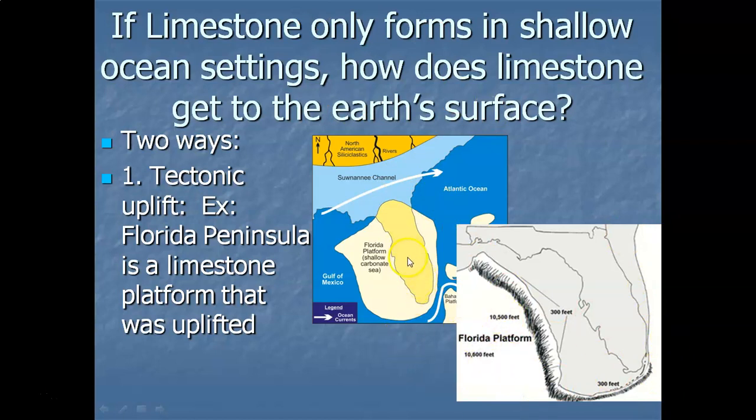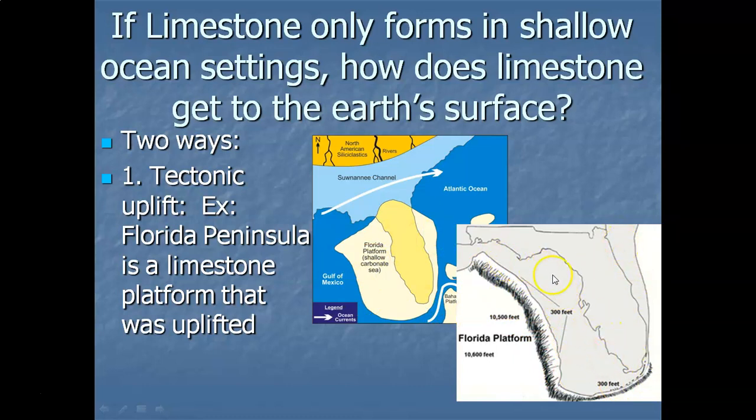But a good example of uplift is the peninsula of Florida. Now during different geologic periods, sea levels were much higher. And so all of what we know of Florida today was a shallow sea. And this is basically the Florida platform here. And so it was all covered, very, very shallow. And so what we wound up with is creating a limestone platform. And then it was uplifted.